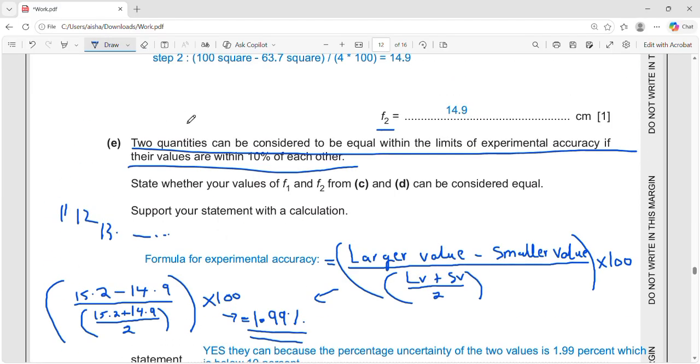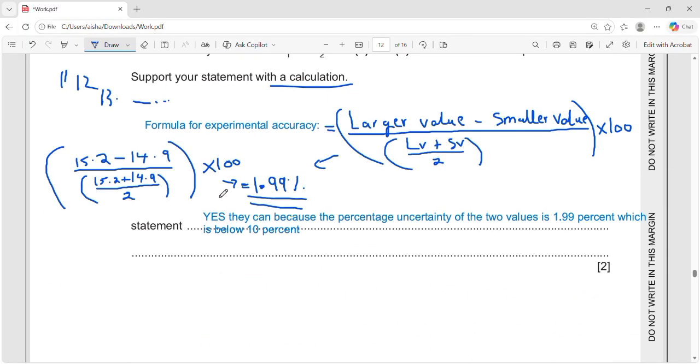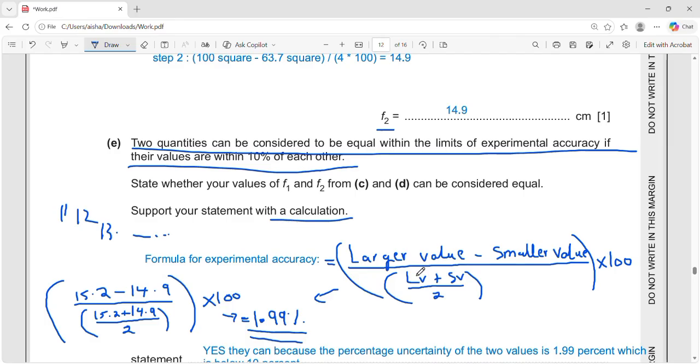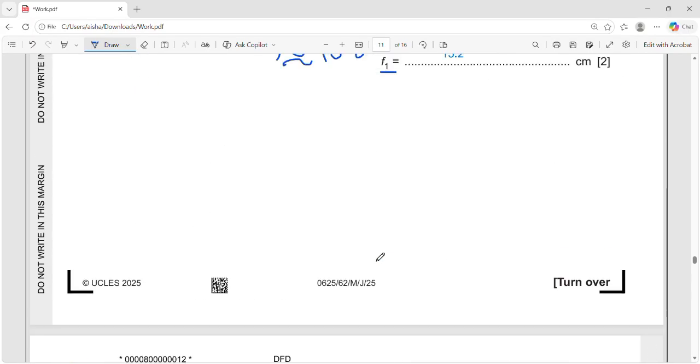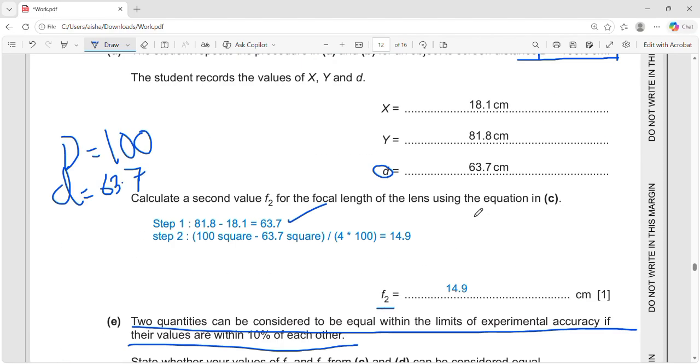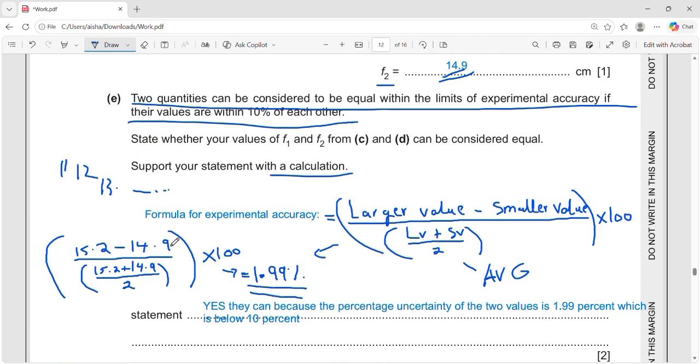Okay, two quantities can be considered to be equal within the limits of experimental accuracy if their values are within 10% of each other. State whether your values of f1 and f2 from previous parts can be considered equal. Support your answer with the calculation. Now just remember this formula for experimental accuracy: larger value minus the smaller value over the average of those two values, times 100. What do I mean by this? The larger value between f1 and f2: f1 is 15.2 and f2 is 14.9. So the larger value is 15.2, and then it's minus 14.9.